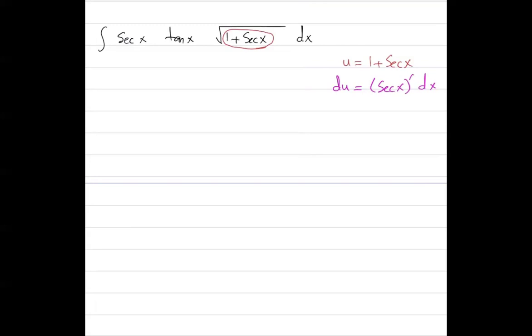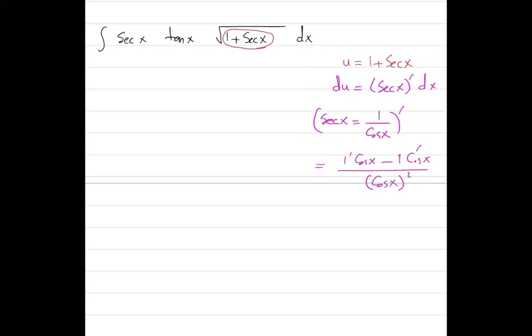Remember that secant is 1 over cosine of x. So if you try to take the derivative of secant, you have to apply the quotient rule. This is the derivative of 1 times cosine minus 1 times the derivative of cosine, divided by cosine x to the second power. The derivative of 1 is 0, 0 times cosine x minus the derivative of cosine, which is negative sine, so you get plus sine x divided by cosine x to the second power.